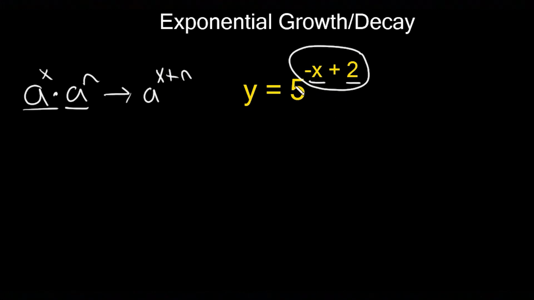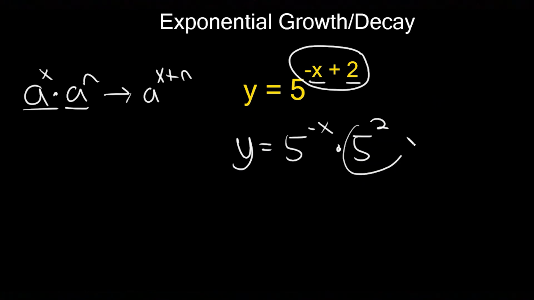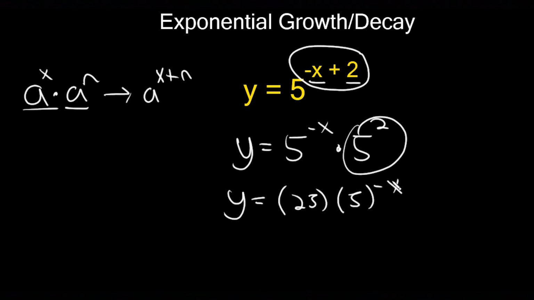I can essentially break this apart by saying y equal to 5 to the negative x times 5 to the positive 2. That is the same thing. And I know that 5 squared is going to give me 25. So now I have y equal to 25 times 5 to the negative x. Now remember, we don't want to leave that negative here, and we talked about what's going to happen here. This is really like a negative 1. So 5 to the negative 1 will be 1/5, right, using negative exponent properties.